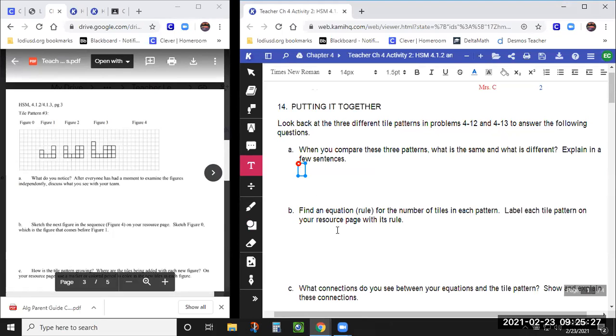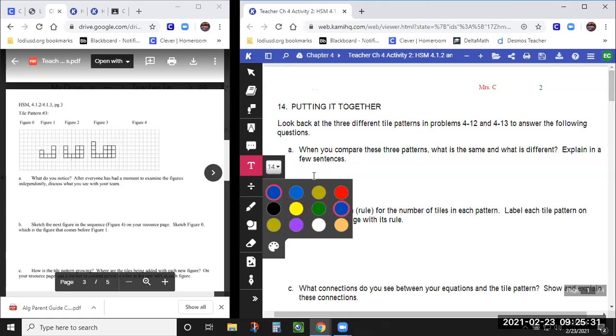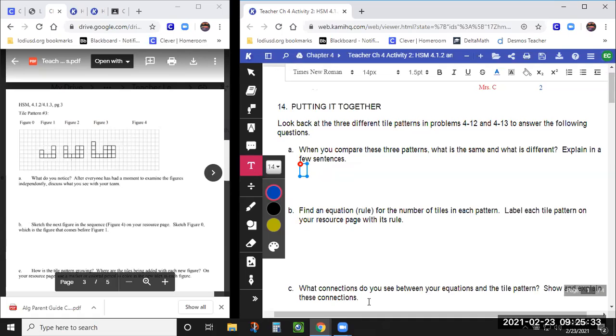So how could we say this? We need to say how they're the same and how they're different. Okay, so what did we notice they were the same? What were they all growing by? All 3 patterns had the same growth rate of positive 4. Okay, so that's how they were the same.